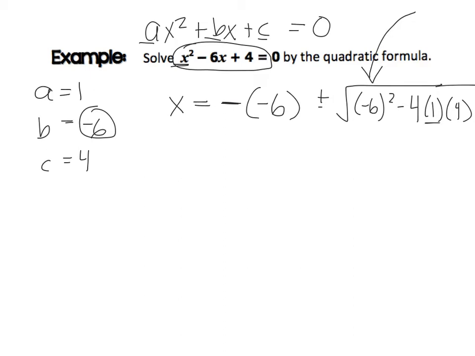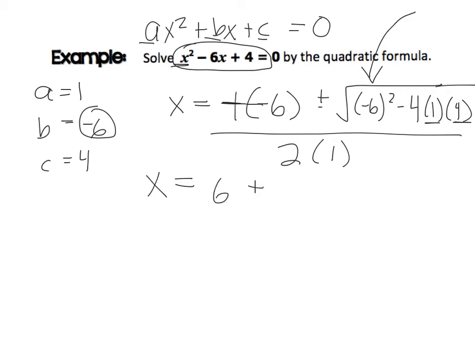And then my a value is just 1, so I plugged it in, and my c value is 4, so I just plugged it in there. All over 2a, so a is 1, so multiply it by 1. Alright, let's take this in a few steps. I have a double negative here, so I'm going to make this a positive. So positive 6 plus or minus the square root. Here, this gives me 36 minus 4 times 1 times 4. So 36 minus 16 gives me the square root of 20, and then it's all over 2.